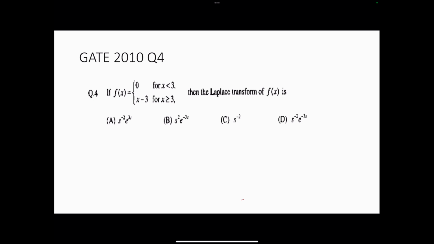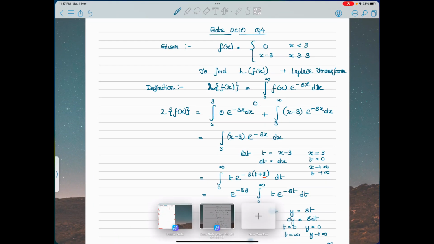So this is GATE 2010 question number 4, which is a Laplace transform based question. It is given that the function f of x is 0 when x is less than 3 and x minus 3 when x is greater than or equal to 3. Then the Laplace transform of f(x) is what we are required to find. So let's jump into the solution.